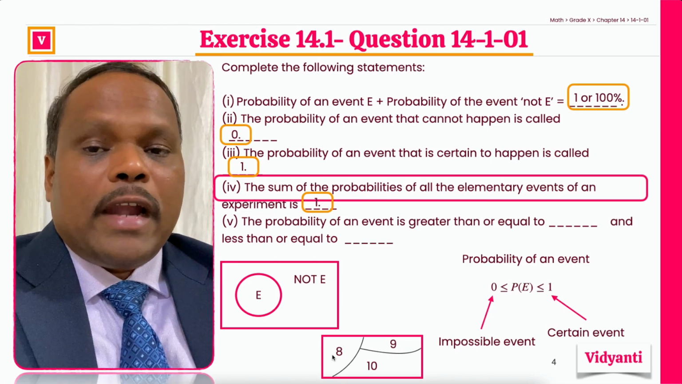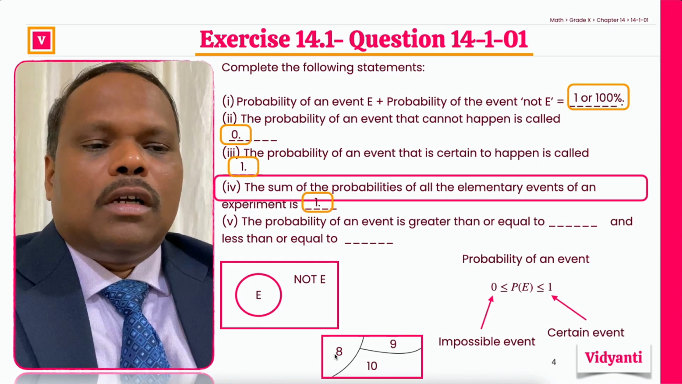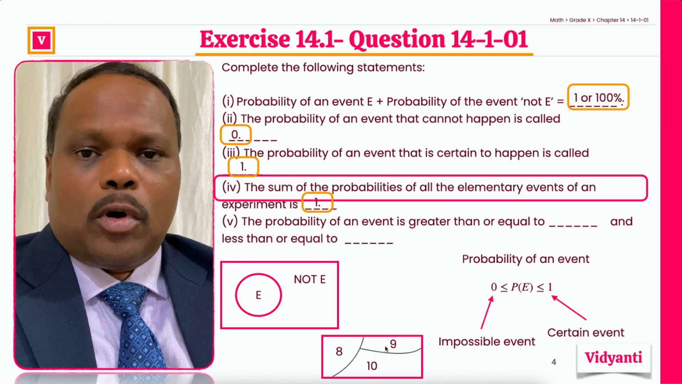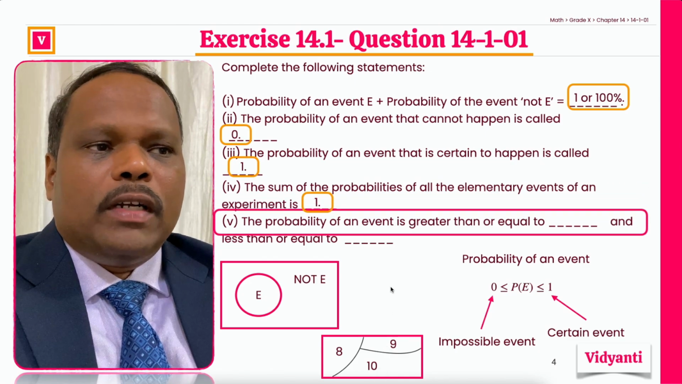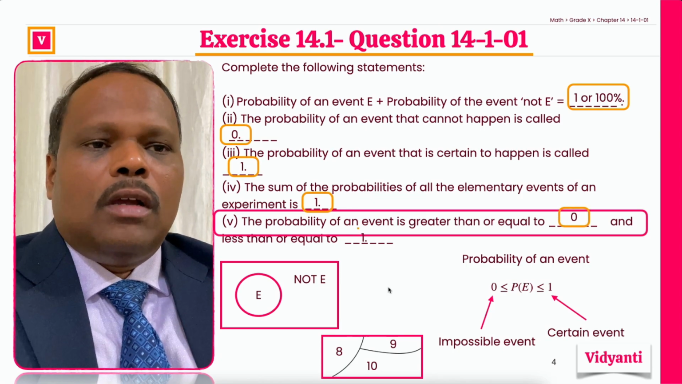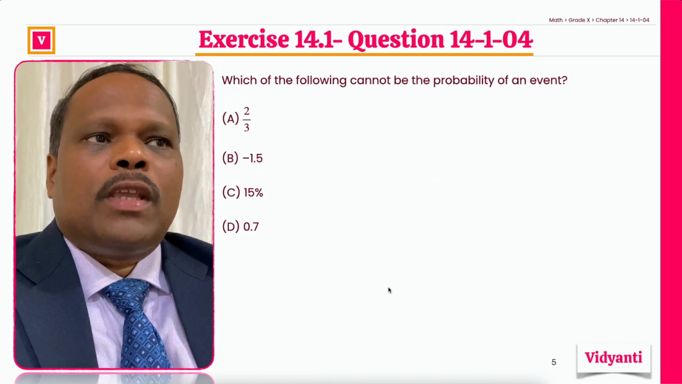So if you take a random student from our institute, he will be either 8th grade, 9th grade or 10th grade, but if you add all probabilities, that will be simply 1. The probability of an event is always greater than or equal to 0, but at the same time less than or equal to 1. Let's go to the next question.